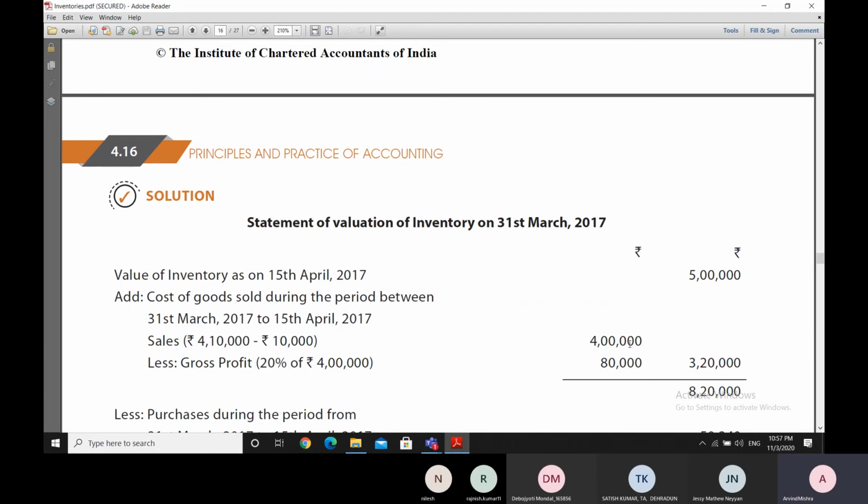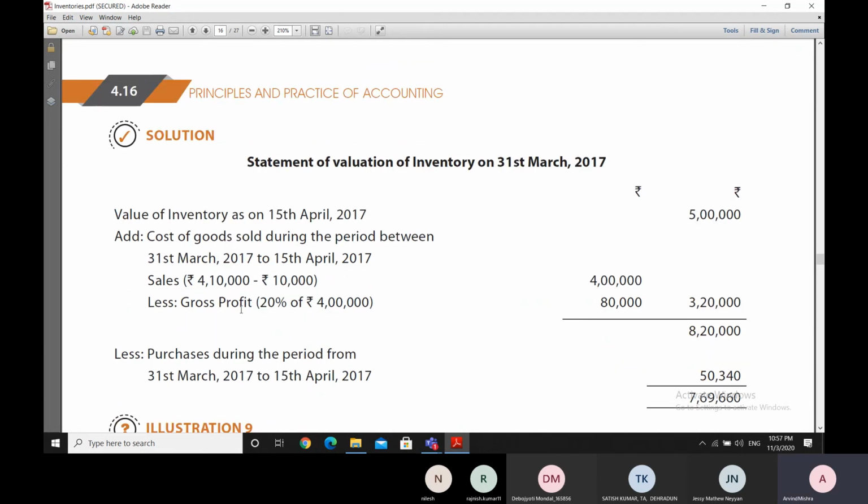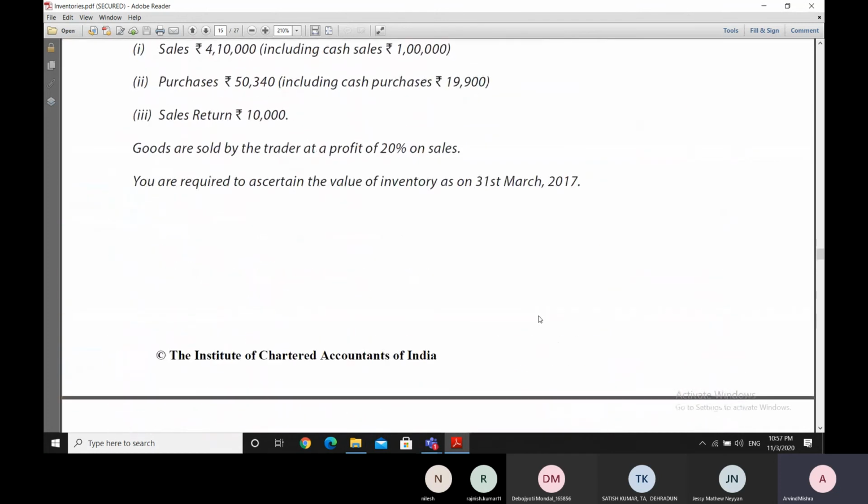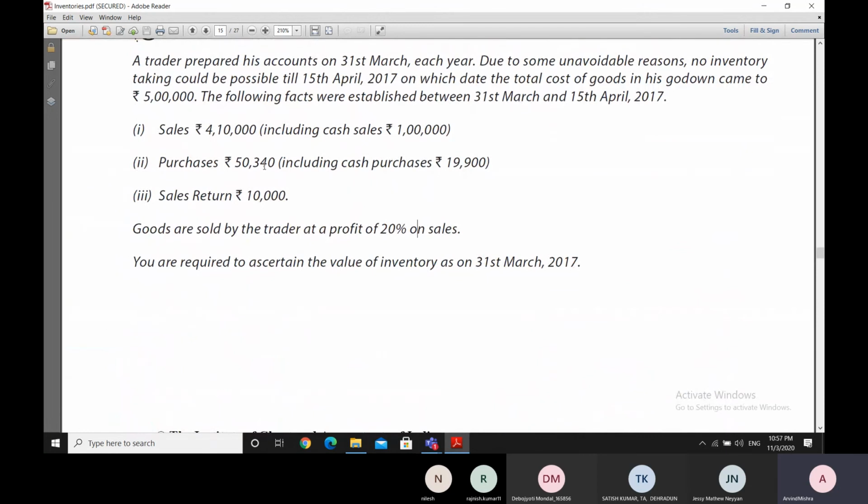So we are getting sales of 4 lakh, and then we are reducing the gross profit margin of 20% of the sales to get the cost of the goods sold. Therefore we are adding the cost of the goods sold to the value of the inventory that we have obtained for 15th April, and then we will reduce the purchases during this period. We are adding the cost of the goods sold and reducing the purchases. Purchases during this period is 50,340.